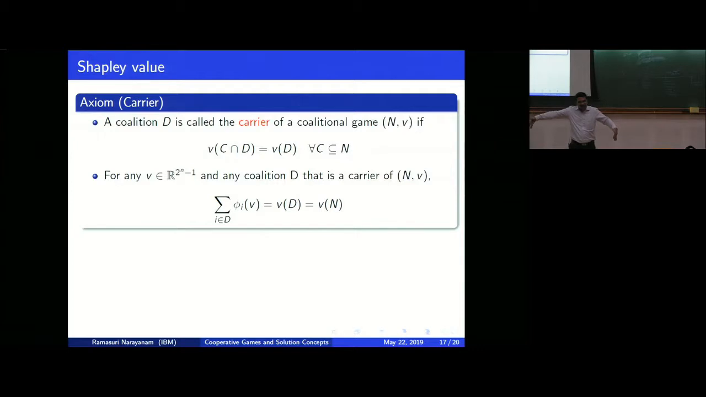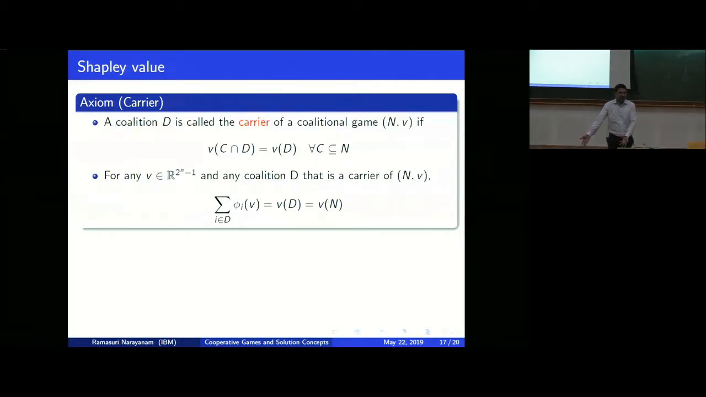Now the value of the entire system is nothing but the value of those players who actually work. The presence of dummy players doesn't matter. So in the final solution, in that payoff vector, all the players who are dummy should get 0 payoff, which is intuitively correct. Because the value of the entire set is the same as the value of the subset of players who actually work, the final solution should attach a payoff of 0 to all the dummy players. This notion is captured using the carrier axiom.